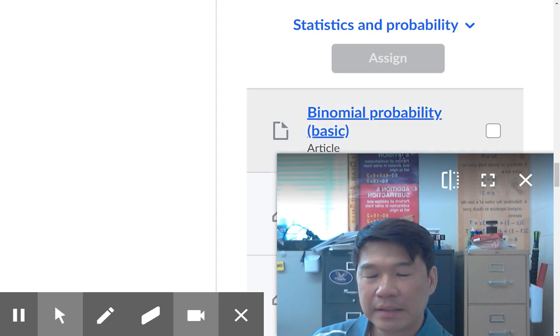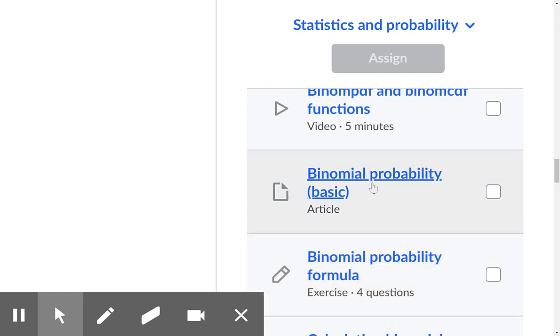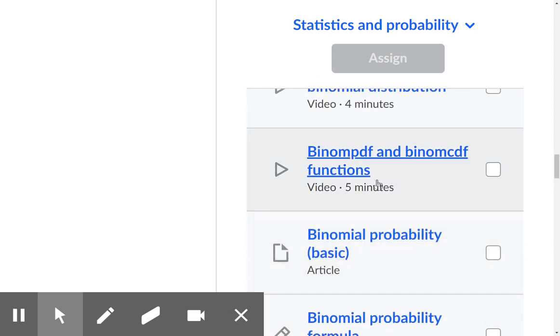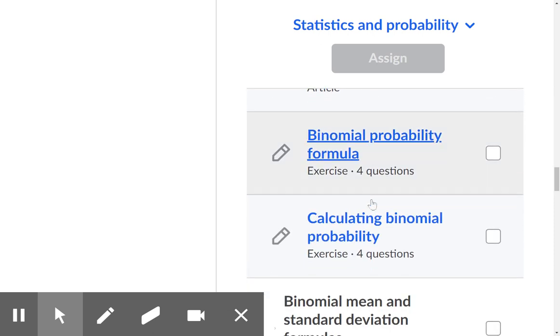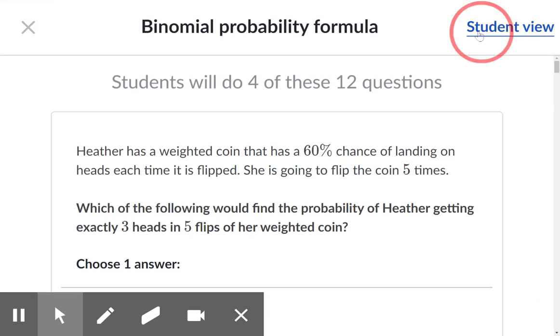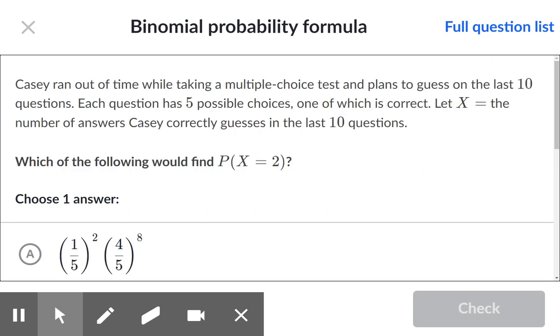This is a video on the binomial probability formula. You don't really need to know how we get the formula, but I do want to explain how the formula looks so that you can understand at least what's going on.